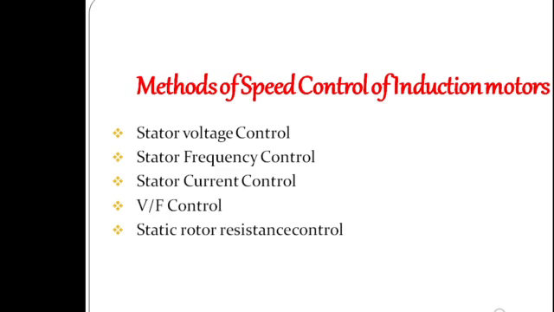Those are the requirements of speed control if you want to control the speed of three-phase induction motors. What are the methods? How are we controlling three-phase induction motors? There are different methods that we will discuss: stator control, stator voltage control, stator frequency control, stator current control, and V by F control, that is the voltage by frequency control method, and static rotor resistance control. Those are the methods to control the speed of induction motors, depending upon the application where we are utilizing the speed of the induction motor.